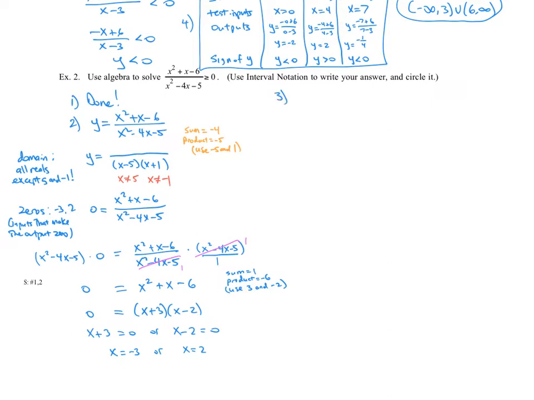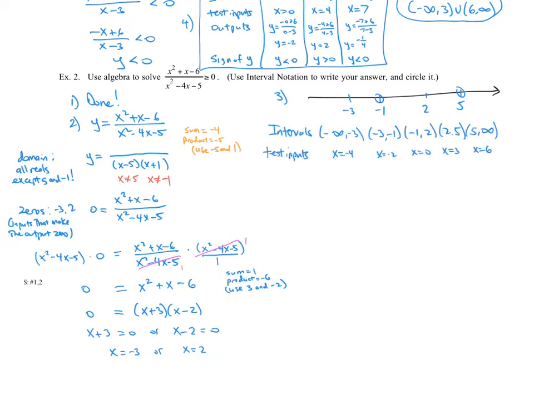Now for step 3, we draw a number line, show the numbers that are not in the domain, -1 and 5, and we also show the zeros of the function, -3 and 2. These four numbers subdivide the number line up into 5 intervals, and here they are. We pick test inputs, we calculate outputs, and then we write down the sign of y. Note that if you chose different x's than I did, it's okay as long as your x's are in the interval. What's really important is the sign of the outputs.